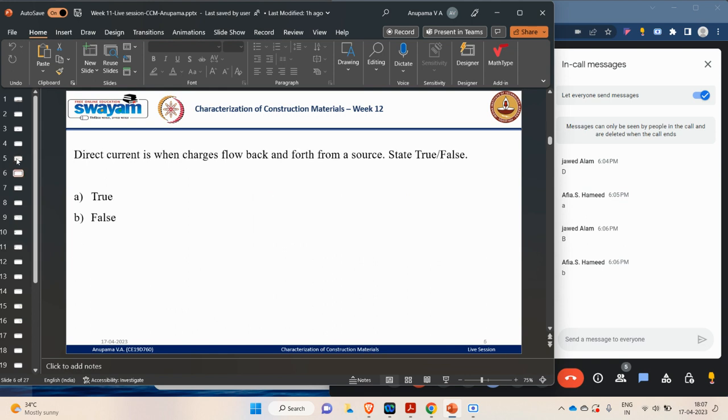Direct current is when charges flow back and forth from a source. State true or false. This is a basic physics question, I guess, from our higher secondary. What is AC and what is DC? This question is based on that concept. What is direct current? It is the current in which charges flow back and forth from a source. State true or false.